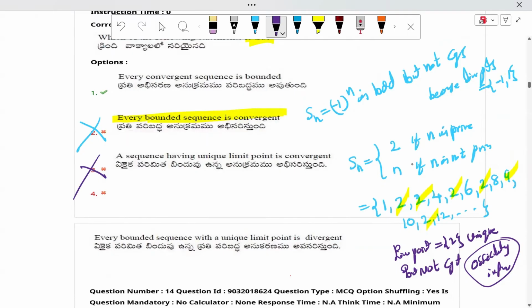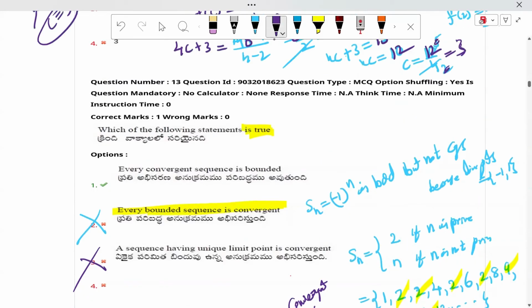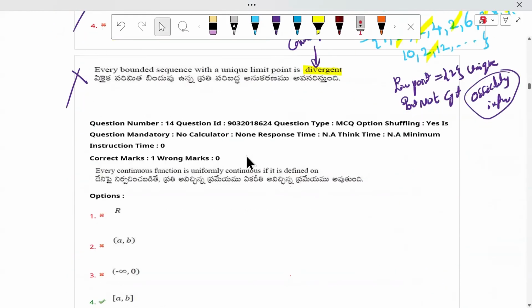ఆప్షన్ 3 is the wrong answer. Every bounded sequence with unique limit point is convergent, it is divergent అన్నాడు. కానీ మనకేమవుతుందండి? ఇక్కడ కన్వర్జెంట్ అంటే రైట్ ఆన్సర్ అవుతుంది. కానీ అక్కడ డైవర్జెంట్ అని ఉంది. కాబట్టి రాంగ్ స్టేట్మెంట్. సో యువర్ రైట్ స్టేట్మెంట్ ఏంటిది? ఎవరీ కన్వర్జెంట్ సీక్వెన్స్ ఈస్ బౌండెడ్. వి నో దట్ వెరీ వెల్. వెరీ మోస్ట్ ఇంపార్టెంట్ థీరం, మనకు తెలిసినటువంటి థీరమే. సో ఆప్షన్ ఏ ఇస్ ద రైట్ ఆన్సర్.